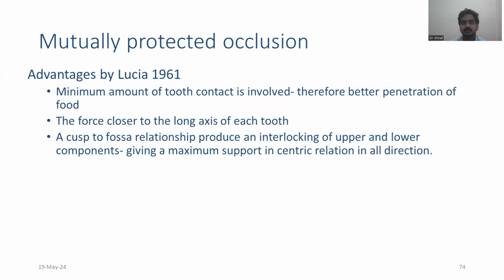So what are the advantages of mutually protective occlusion? A minimum amount of tooth contact is involved, therefore there is better penetration of food. The force is closer to the long axis of each tooth, and the cusp to fossa relationship produces an interlocking of upper and lower components, giving maximum support to centric relation in all directions.